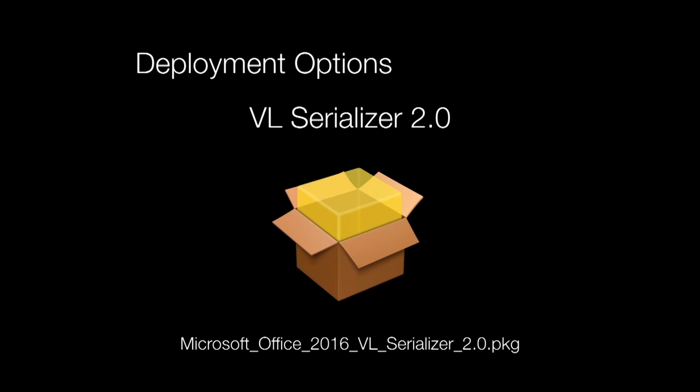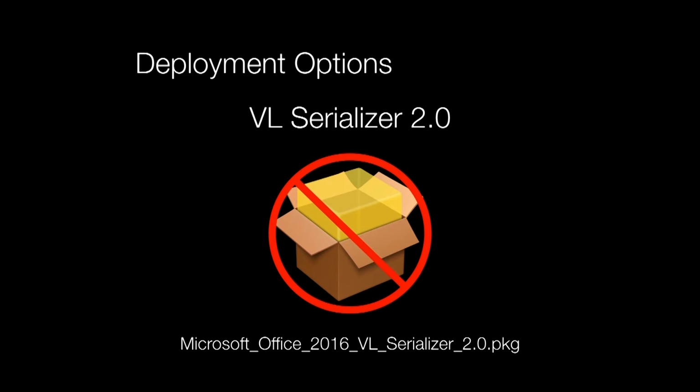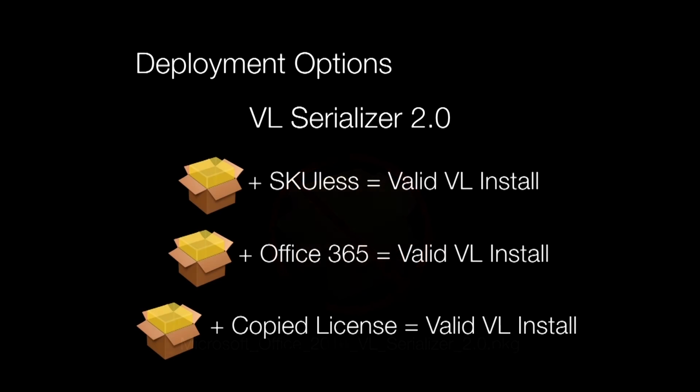Volume license customers are also going to find a second package in that ISO file, called the VL serializer. If you deploy the full installer from that same download, you don't need this package. It's already inside the full volume license installer. You'll use the VL serializer just for 3 reasons.